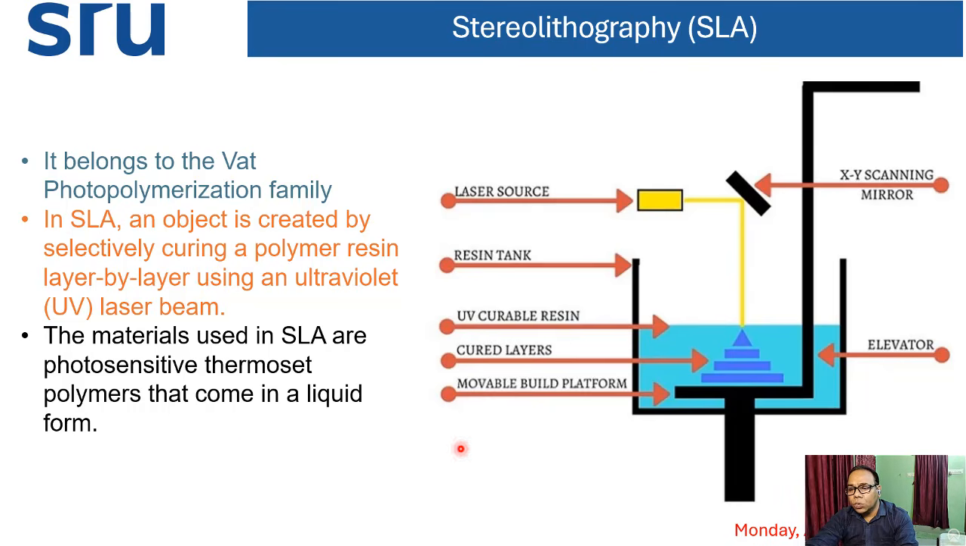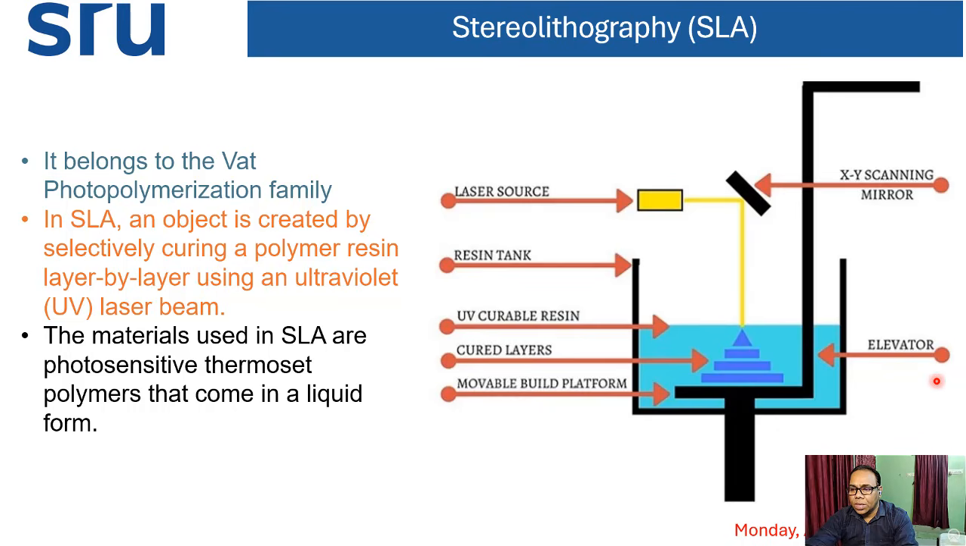From this schematic diagram, you can see this is our build platform, and over this build platform, layer upon layer, the dark blue color is the printed layers as per the given diagram or dimensions. This is the build platform, and this is the cured layer, meaning the solidified layer. Then the UV curable resin is the light blue color, and over that resin the laser source is passed, and after the photopolymerization process, the layer upon layer solidification takes place.